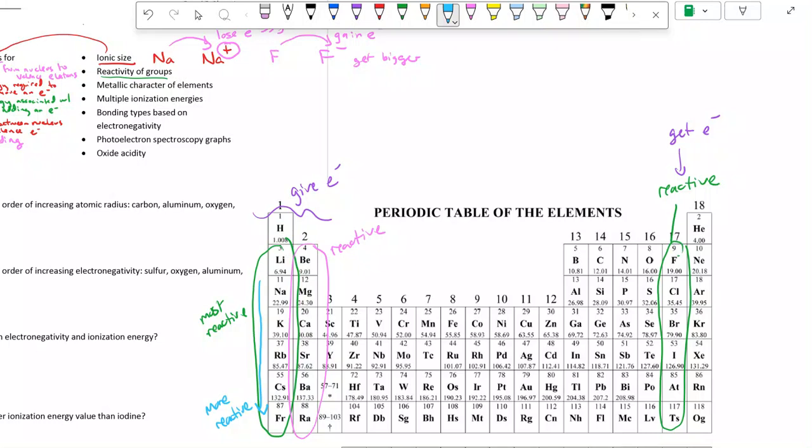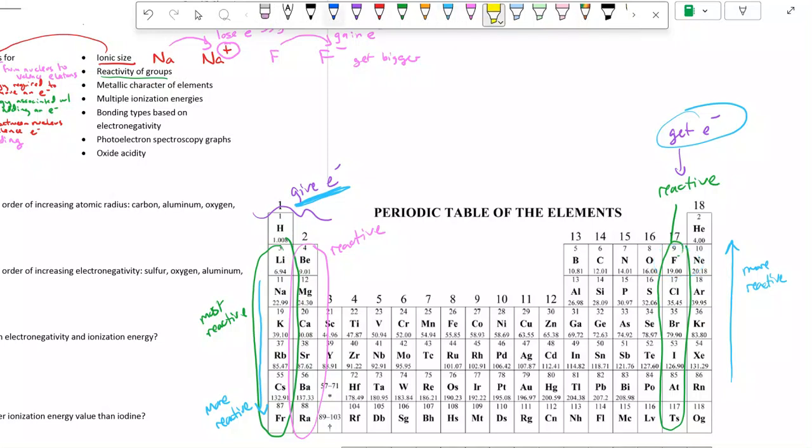Down the periodic table on the left side, they're more likely to give electrons as those electrons are further and further away. And for group 7A, they get more reactive as you go up the periodic table because they're more and more likely to get electrons when those electrons are closer to the nucleus.